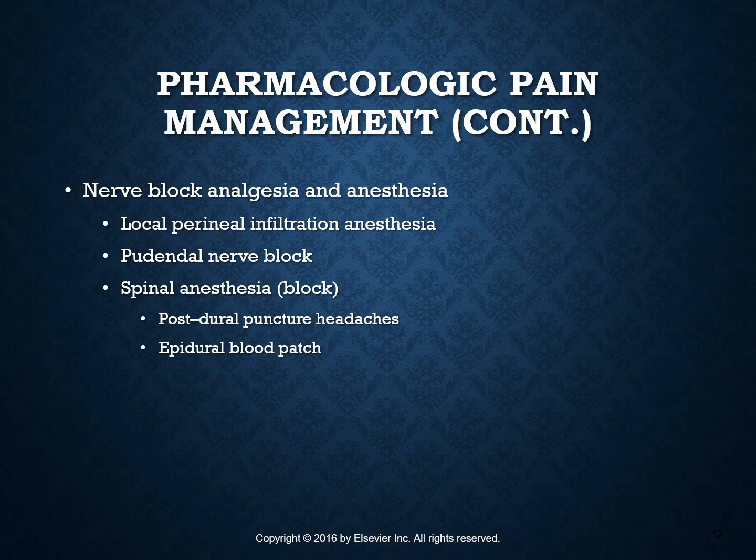Spinal anesthesia is usually used for a C-section, and they won't really get a spinal unless they have a scheduled C-section. Otherwise, if they're laboring and end up needing a C-section, they'll just bolus the epidural and make them numb enough that they don't feel the surgery. They can get a post-dural headache from the puncture.